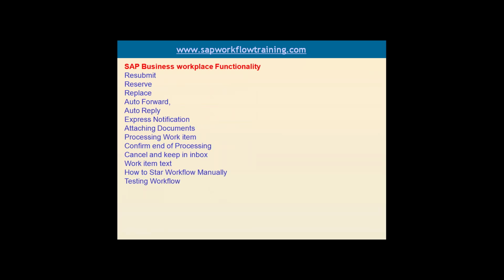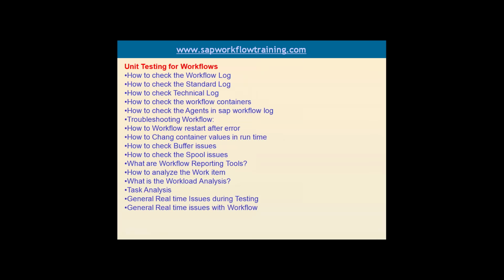And what is business workflow functionality? Like SAP inbox. In SAP inbox, there are functionalities like how to approve the work item, how to resubmit the work item, how to reserve the work item, how to forward from one agent to another agent, how to reply, how to attach a document while approving from the inbox. These are the topics we can cover in SAP business workflow.